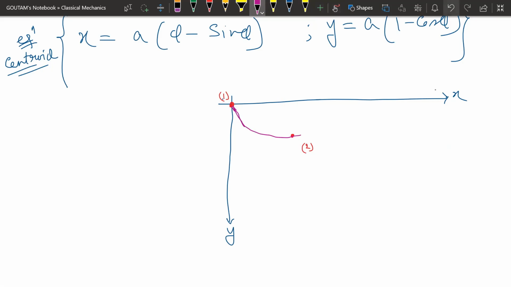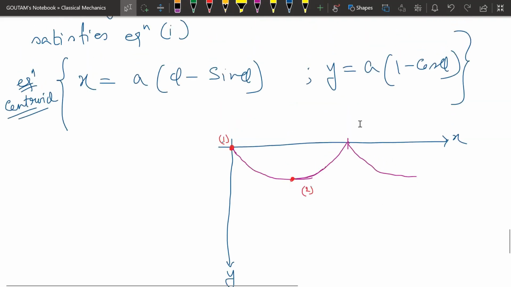It will look like this. If we extend it, the curve will be like this. But from point 1 to point 2, it will follow only this path. Now, if we plot it further, you will get this curve also.